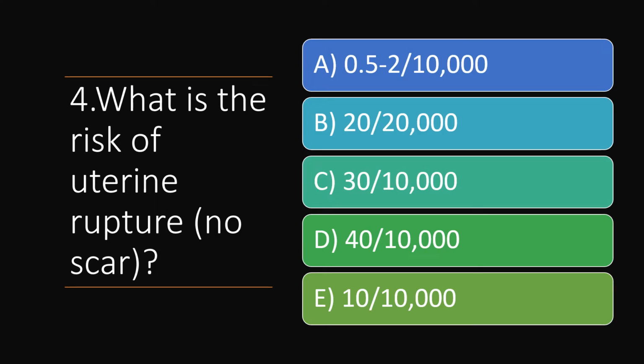Number 4, what is the risk of uterine rupture when there is no scar on the uterus? Is it A, 0.5 to 2 in 10,000, B, 20 in 20,000, C, 30 in 10,000, D, 40 in 10,000, or E, 10 in 10,000? And the answer is A, 0.5 to 2 in 10,000.